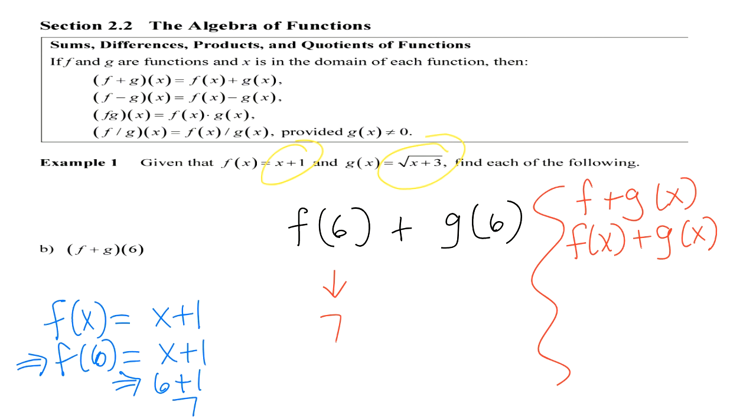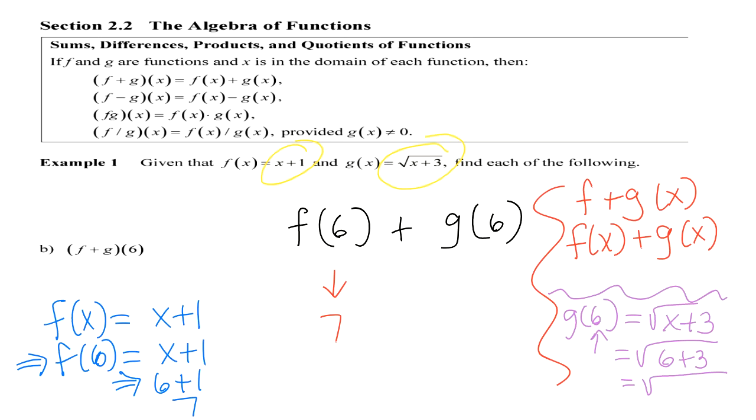Now I'm going to do g of 6. So g of 6, and my output is radical x plus 3. Everywhere I see x, I'm writing 6. And then 6 plus 3 is 9. Take the square root of 9, I get 3.